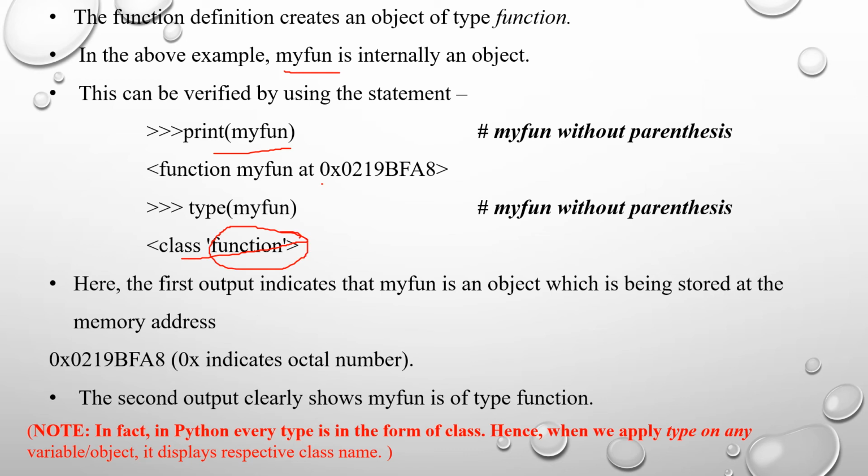So here the first output indicates my fun is an object which is stored at a memory address. The memory address starts with 0x. So 0x indicates hexadecimal numbers. The second output clearly shows my fun is of type function. So this is the second statement. The class is function. Note that in fact in Python every type is in the form of a class. Hence when we apply type on any variable or object, it displays the respective class name.